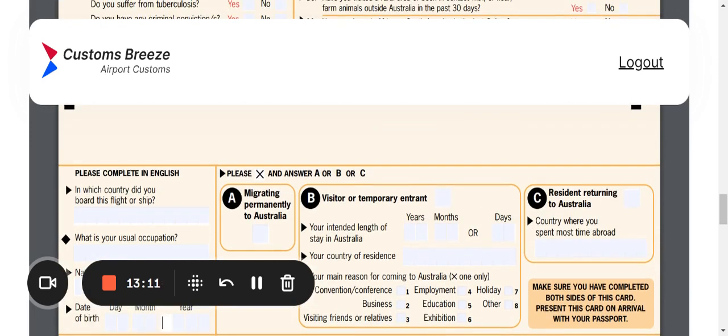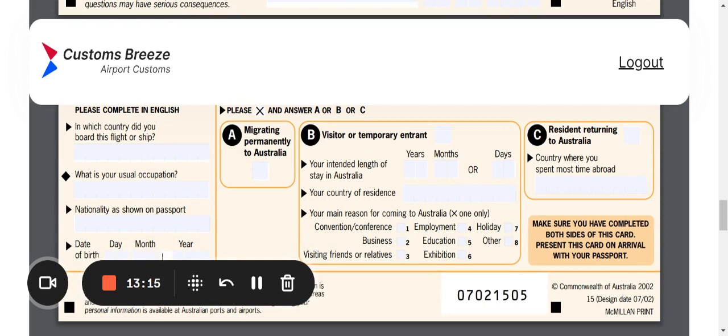Okay, now we're going to scroll back up to this section that is in A, B, and C. So look at this section carefully because it's asking very specific things. And section A is asking, migrating permanently to Australia. That means, are you moving to Australia for the long haul permanently? If so, then you mark an X in this box. The next section is B, and it's for visitors or temporary entrant. So it would be someone that's vacationing, someone that's doing quick business or any kind of visit. That's this section. So you fill out this box with an X saying, okay, this section pertains to me.